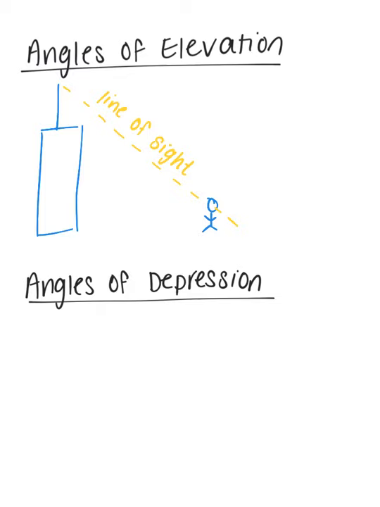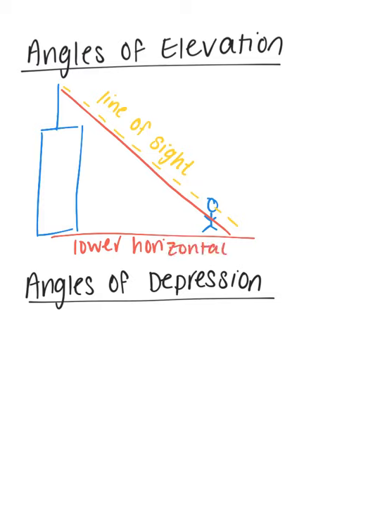Okay, and the angle of elevation is created by the line of sight and the bottom horizontal. So we've got the lower horizontal. So where these two things meet, that would be our angle of elevation. So this right here is our angle of elevation. Okay. The object that's taller or higher off the ground or whatever it may be is always going to meet the horizontal lines at a right angle.